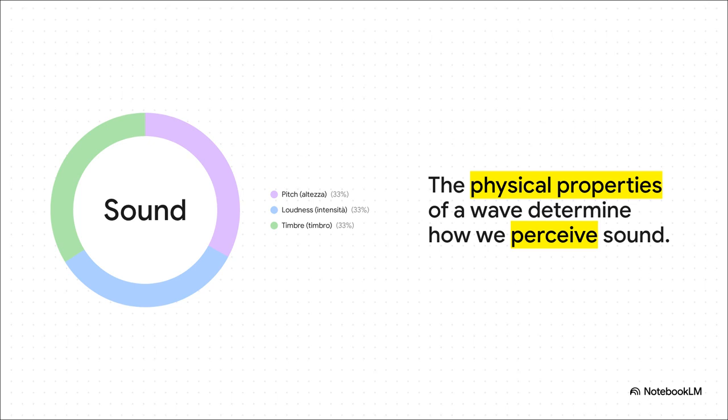A wave's frequency, that determines its pitch, how high or low the note is. A wave's amplitude, that's its loudness. And finally, the wave's overall complexity, that creates its timbre, which is just its unique sound quality. It's how you can tell a trumpet and a saxophone apart, even if they're playing the exact same note.